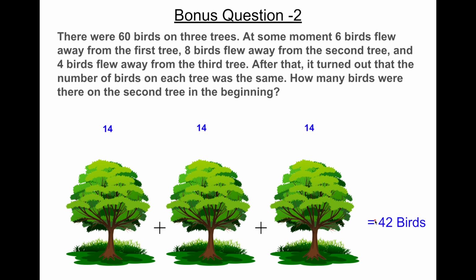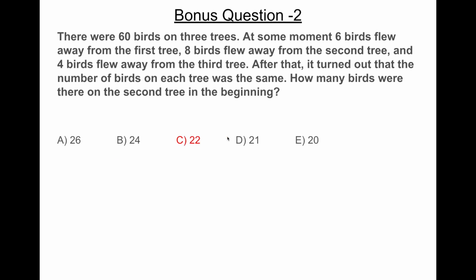birds. Moving ahead, how many birds were there on the second tree in the beginning? How many birds flew away from the second tree? 8 birds flew away. So we add 8 now, which becomes 22. So our answer is option C, 22.